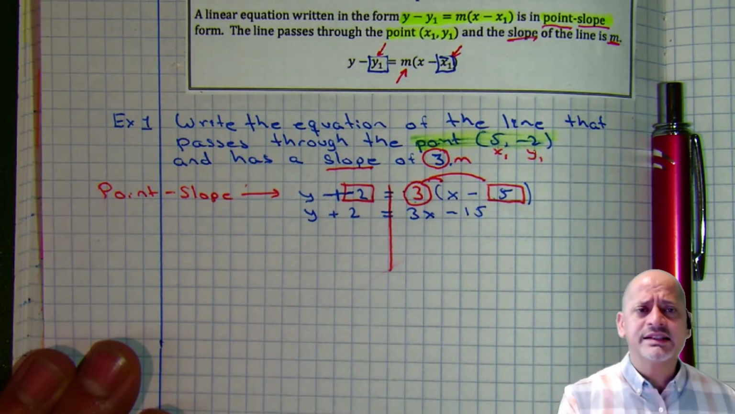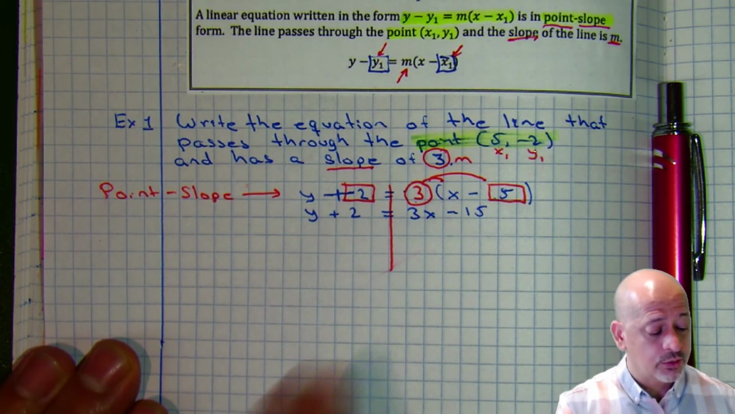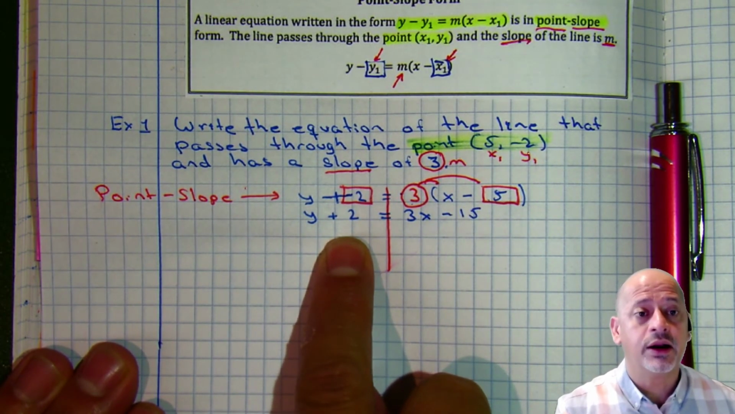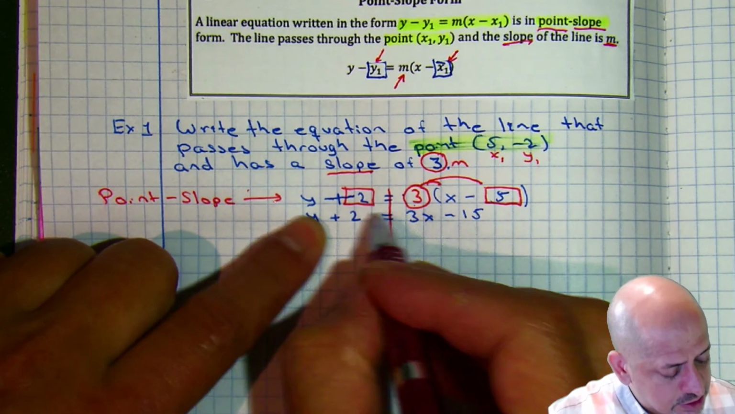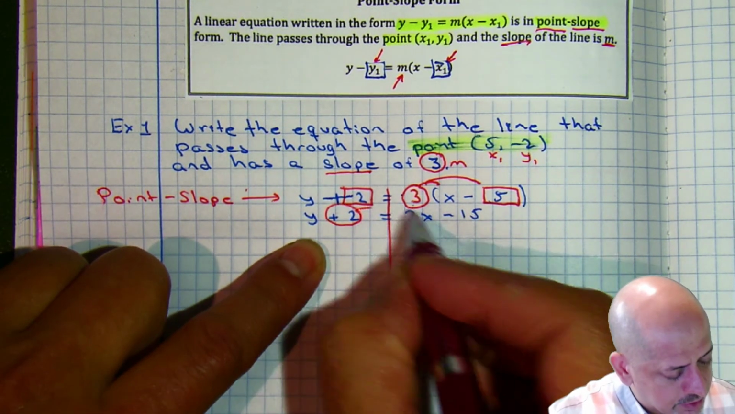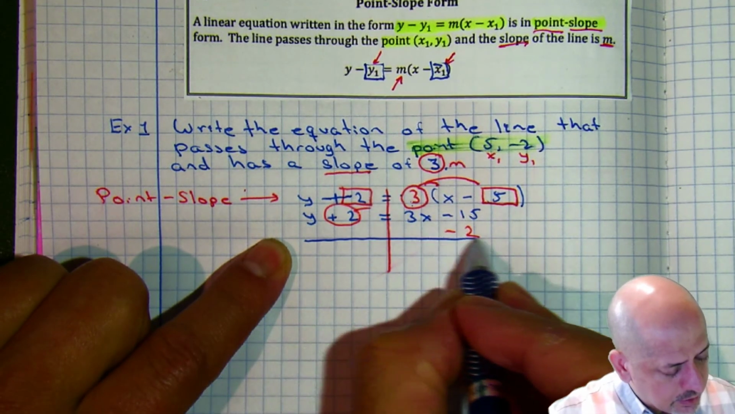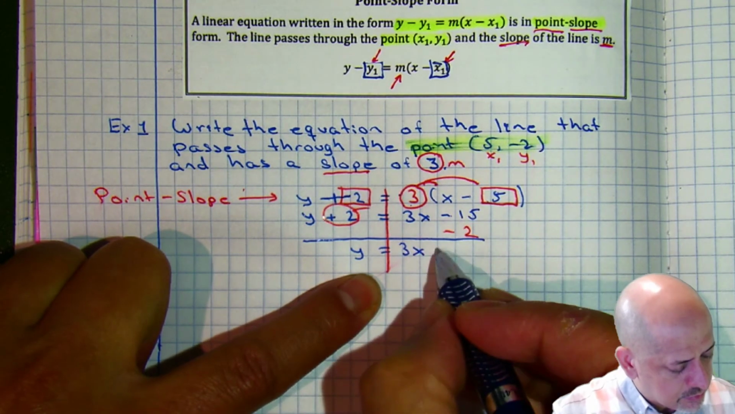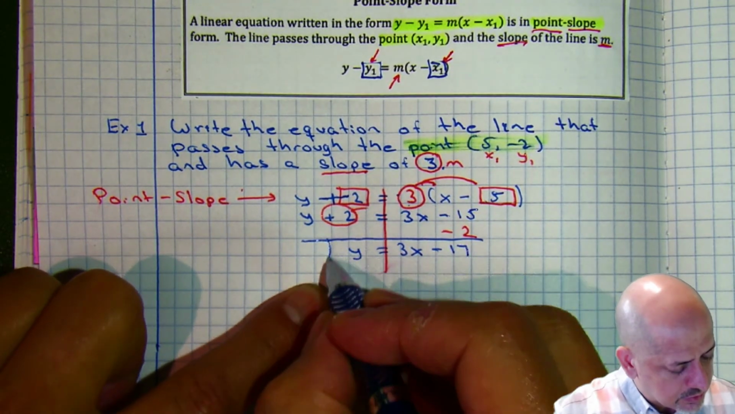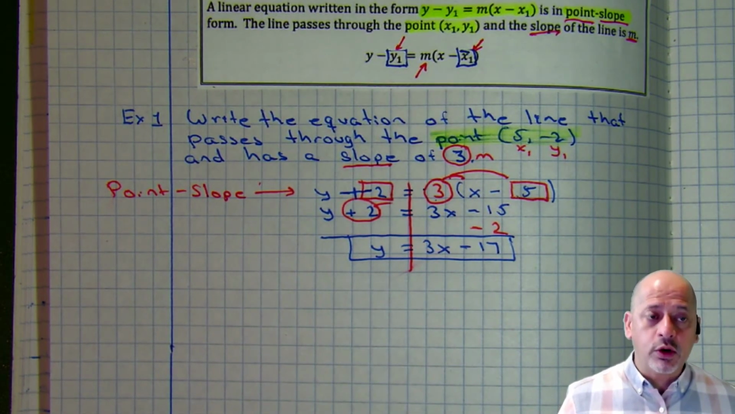And then I just have one last step. I need to be able to leave the y by itself. So what should I do? I should get rid of the 2. You can do -2 on both sides, so I'm just going to place my 2 to the right because it's -2. And now we have y equals 3x minus 17. And that is the equation of the line.